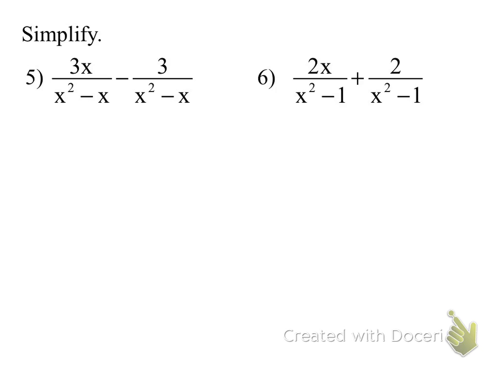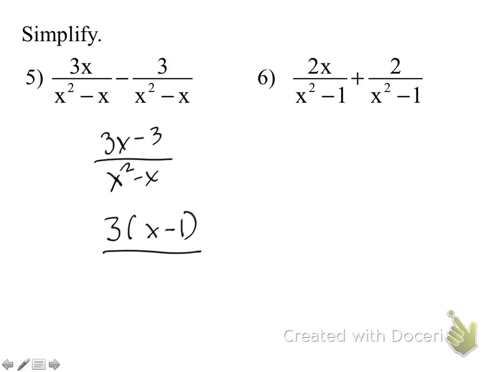Okay, go. Pause the recording. All right, let's check our work. On step 1, we're going to have 3x minus 3 over x squared minus x. I probably just would have written it and factored all in one step. Next step, we factor. I end up with 3 times x minus 1 over x times x minus 1. And when we cross cancel, we're left with 3 over x.